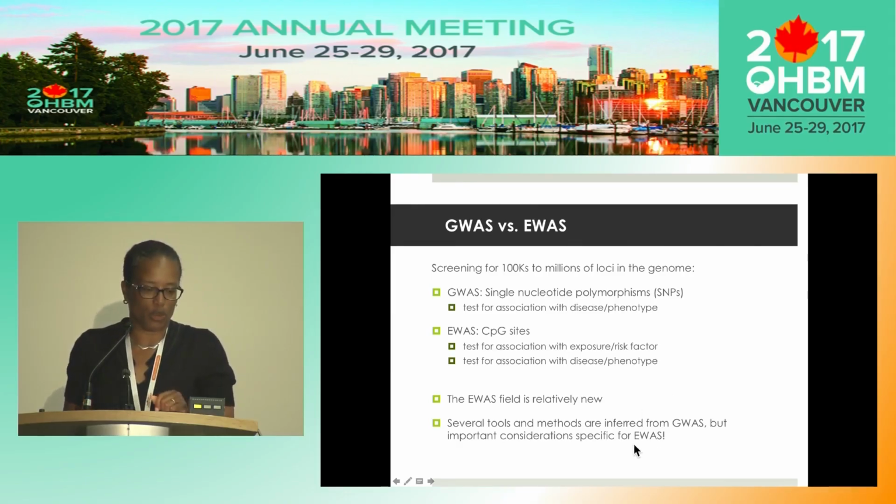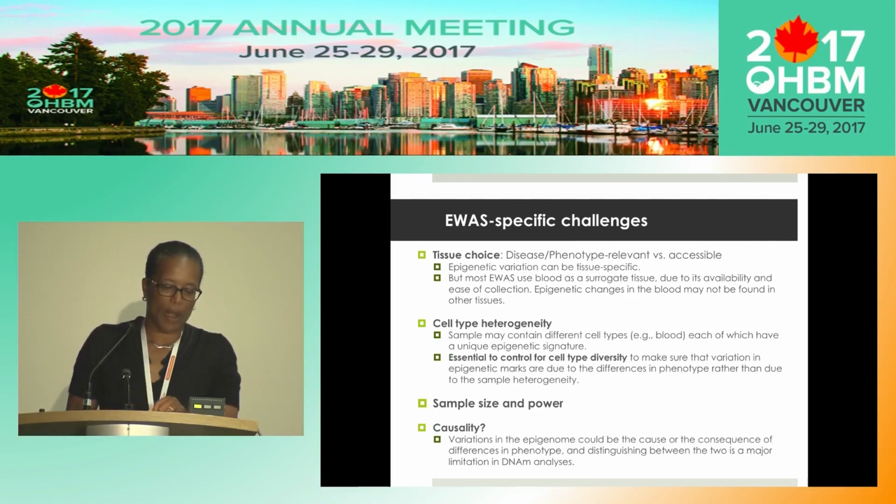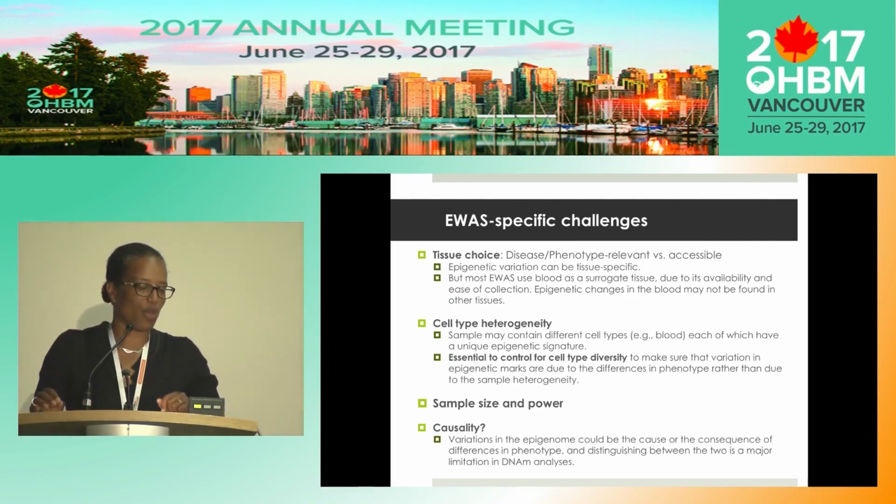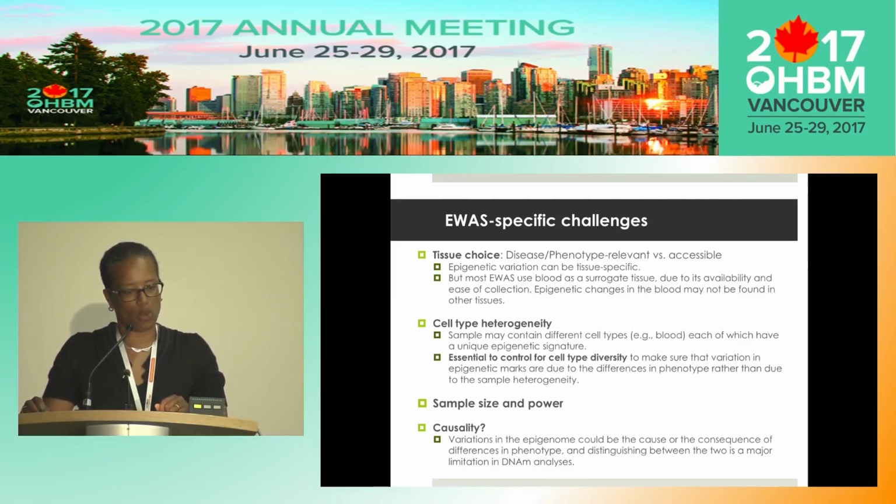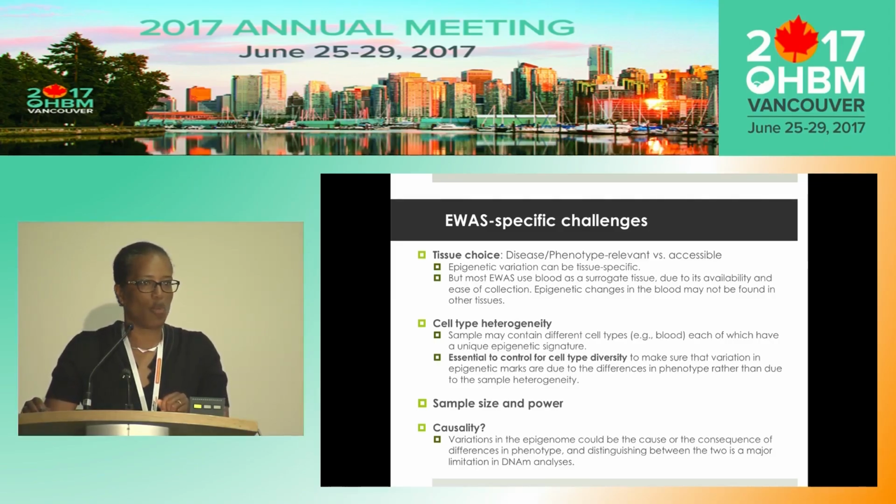One difference between GWAS and EWAS is that the EWAS field is relatively new, and it takes advantage of the same, or a very similar, set of tools used for genome-wide association studies. But there are some specificities of epigenetics and DNA methylation that need to be considered when wanting to perform EWAS studies. These are just a very simplified list of challenges associated with EWAS studies that need to be taken into account before one even starts to design an EWAS study.